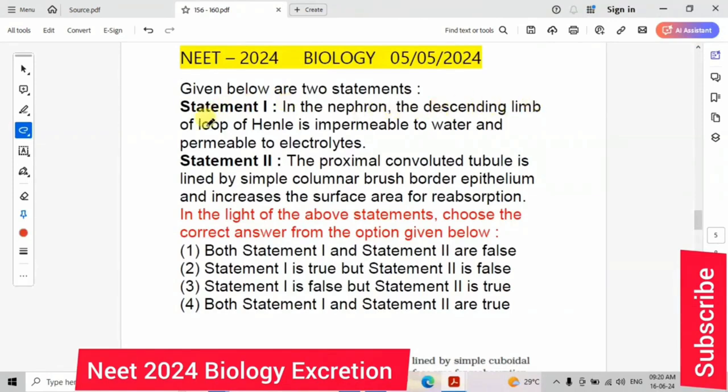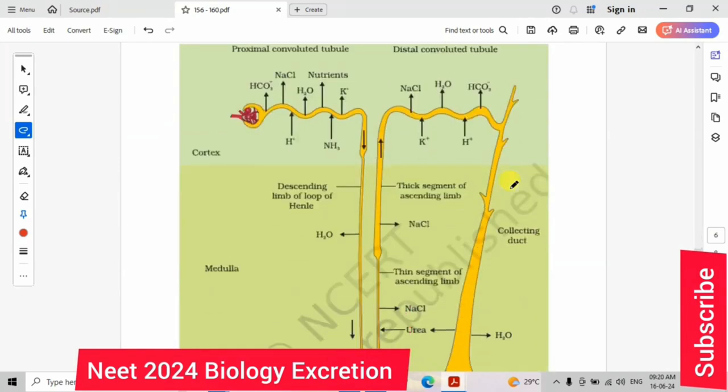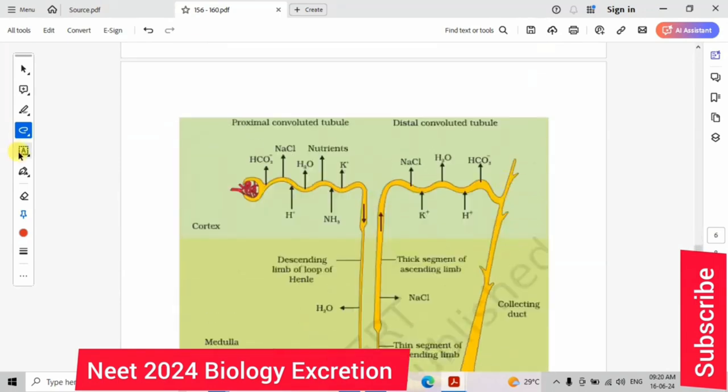Statement 1. In the nephrons, the descending limb of the loop of Henle is impermeable to water and permeable to electrolytes. Sorry, it's wrong. It is permeable to water and impermeable to electrolytes. The PCT is lined by simple columnar brush border epithelium and increases the surface area for reabsorption. Sorry, it is cuboidal brush border. So both are false and option 1 is the answer. You can see the NCERT topic and NCERT diagram here from the chapter known as excretion.